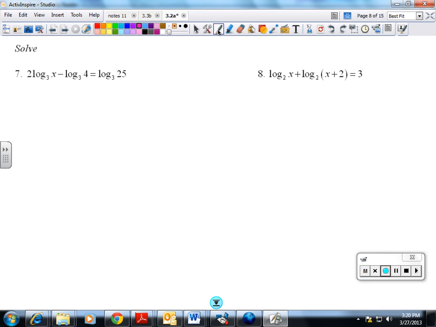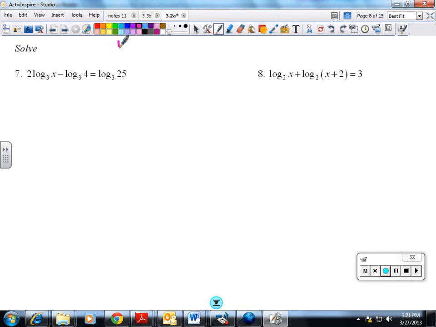One more property of logs that we didn't talk about yesterday was that if you have a log equals a log, you just cancel them, and x equals 2. So let's go ahead and look at these.